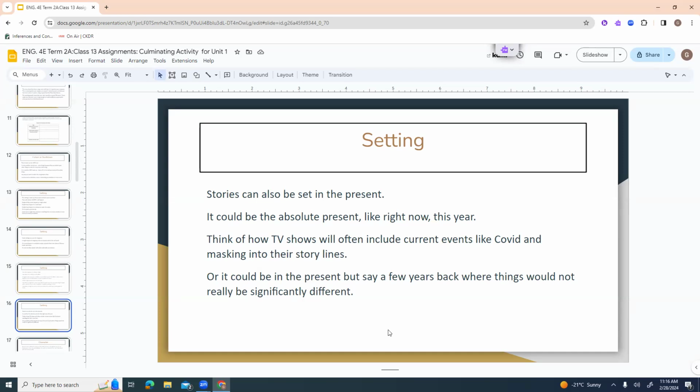It could also be in the present, but say a few years back, maybe 5 or 10 years back, where things would not really be significantly different.